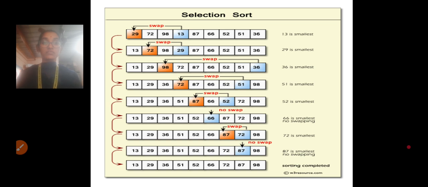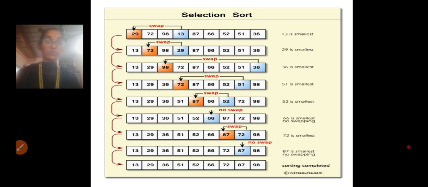This is the example of the sorting technique, selection sort. In this figure, 13 is smallest. Swap 29 with 13. Second, 29 is smallest. Swap 72 with 29. Third step, 36 is smallest.